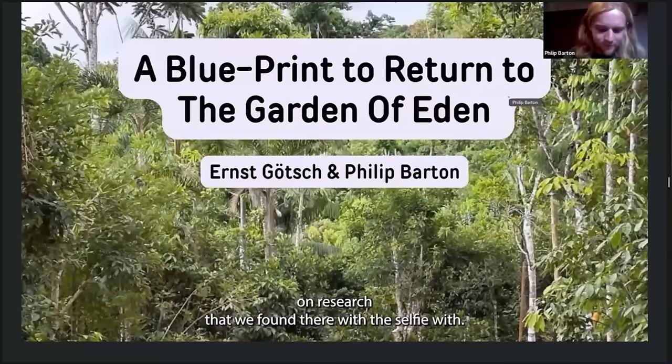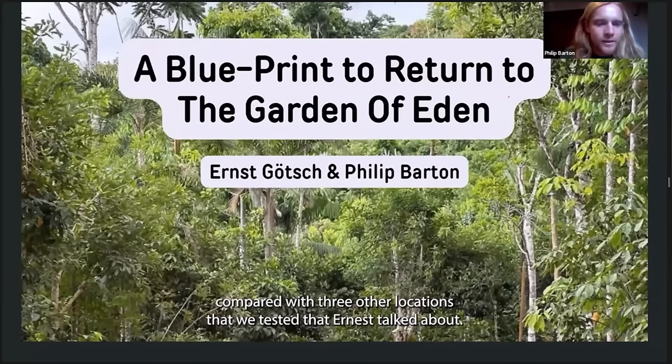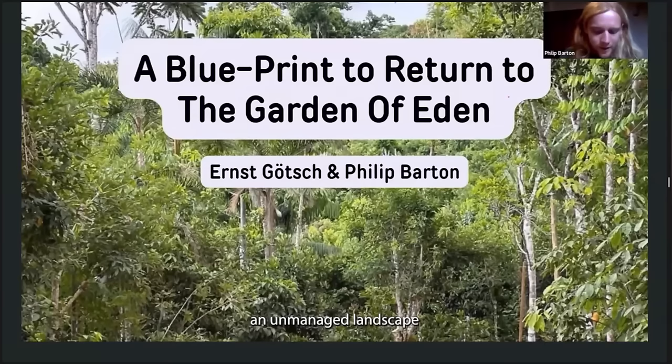The research project was into the soil food web present at Ernest's agroecological farm, compared with three other locations that we tested that Ernest talked about. We had one conventional cacao farm, the original landscape that Ernest embarked upon 40 years ago. And we tested a secondary forest that had 70 years of unmanaged landscape.